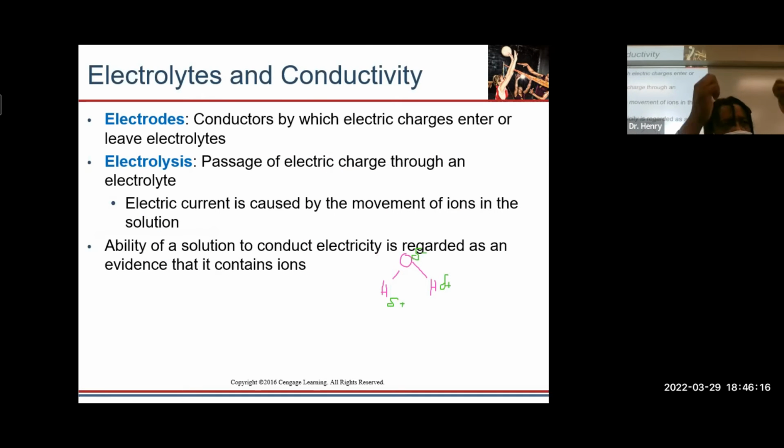So electrodes are those wires or cords that are going to be conducting the charges, right? So they're allowing the charges to enter and leave. And then electrolysis is just the process of the electricity being transferred through that system. That's electrolysis.